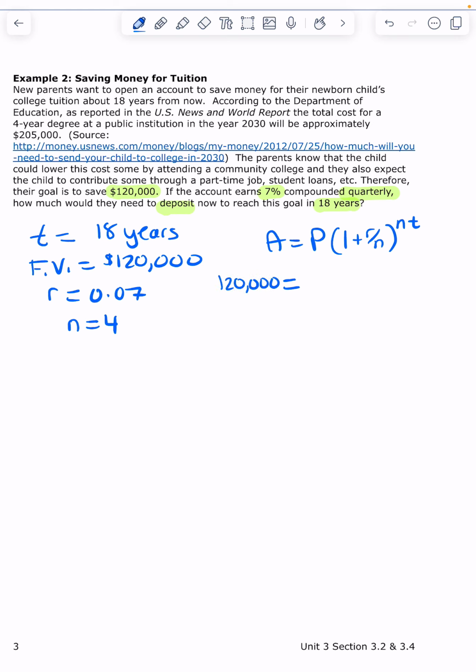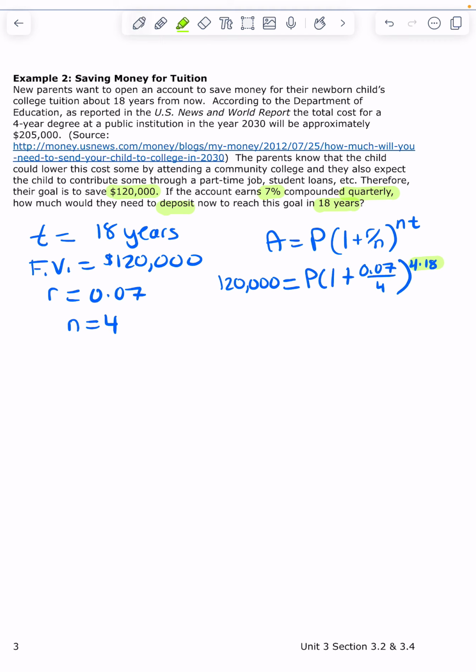We want 120,000. What we're trying to figure out is how much we should put in, which is P. And then the rest of the information we have, I can plug into the formula. And then we have to solve it for P. Be very careful with these. The place where students get this wrong 9 times out of 10 is not putting the exponent in parentheses.